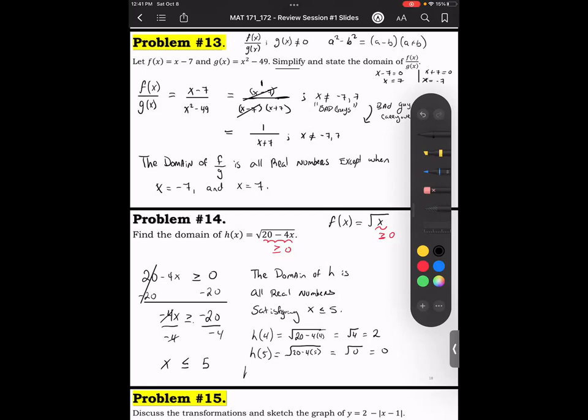But if now I choose something like h of, I don't know, let's just make this 11, then this is equal to the square root of 20 minus 4 times 11. But 4 times 11 is 44. Take 20 minus 44, you get the square root of negative 24. This here, unfortunately, because there's a negative inside that radical, it's undefined. It does not exist in R, in the real number system.